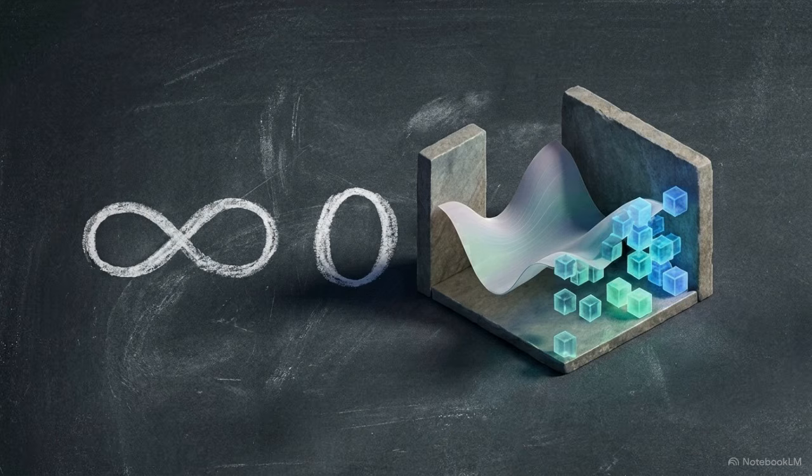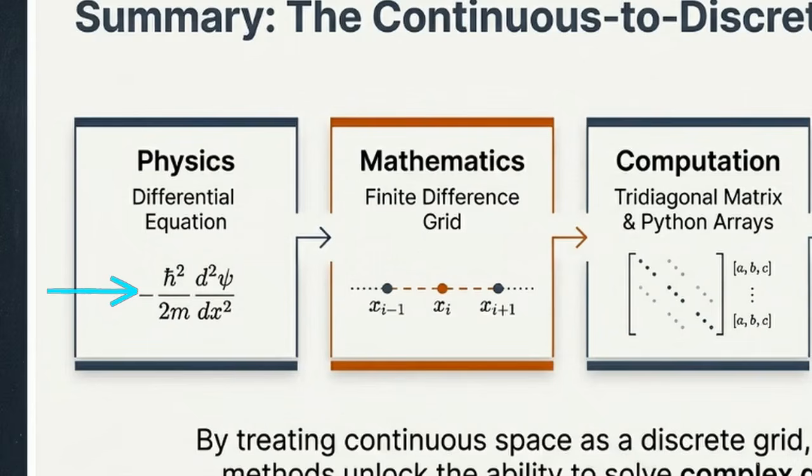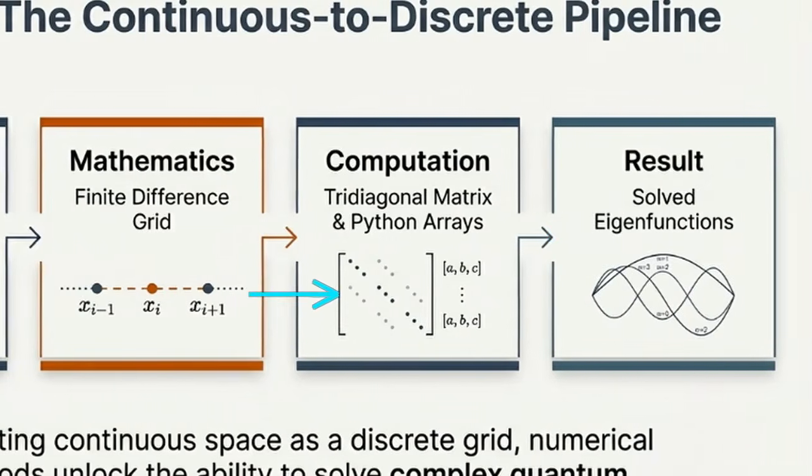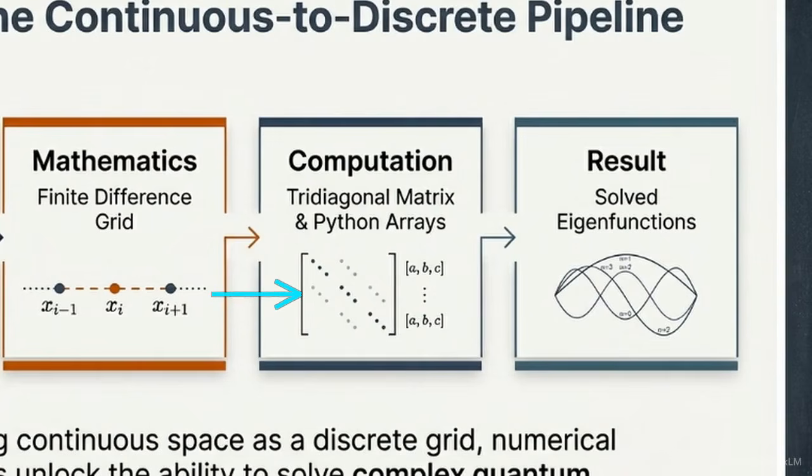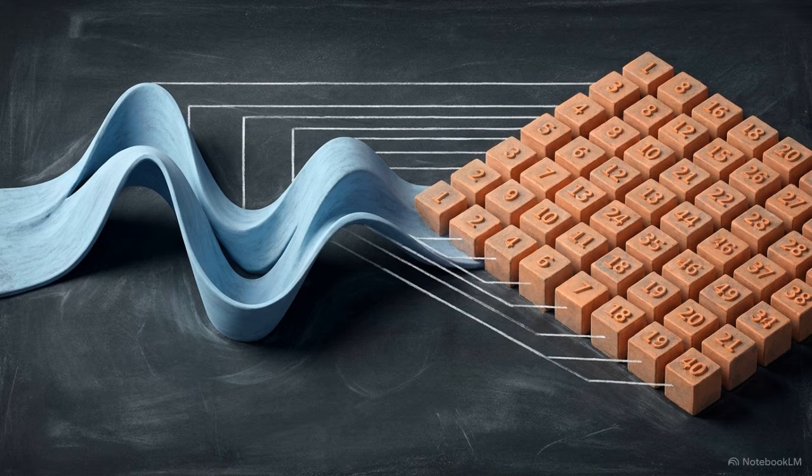This flowchart tracks the complete pipeline, translating the continuous differential equation to a finite grid, mapping that grid into a tridiagonal matrix, and processing the arrays to extract the solved eigenfunctions. Discretizing space bridges the gap, allowing the standard operations of linear algebra to describe the continuous dynamics of quantum systems.